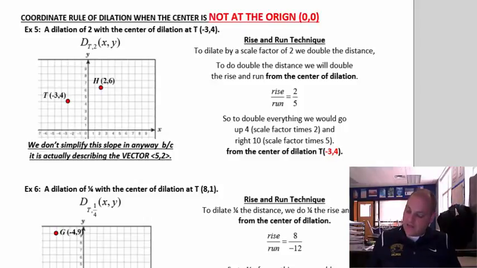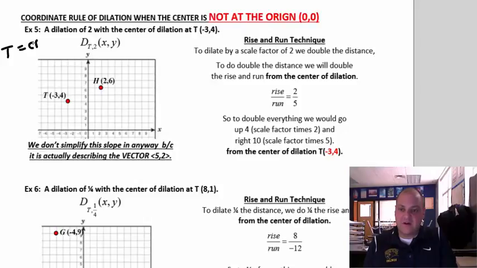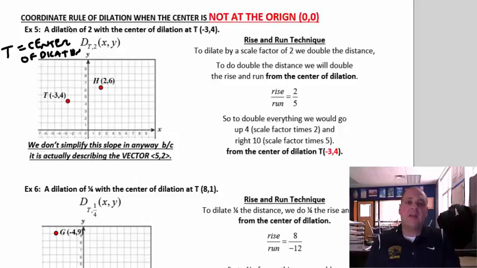Okay, so these are not at the origin. Again, we're going to use the rise and run technique. We're going to use our slope. So see how now this is dilation T2. T is the center of dilation. It's not the origin anymore. It's T. So from T, we are dilating, okay?